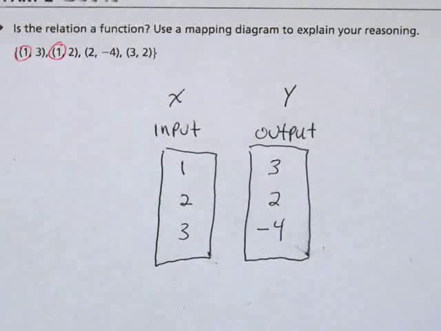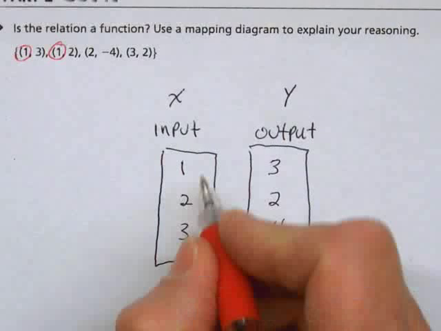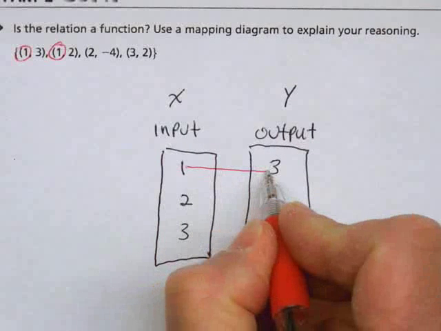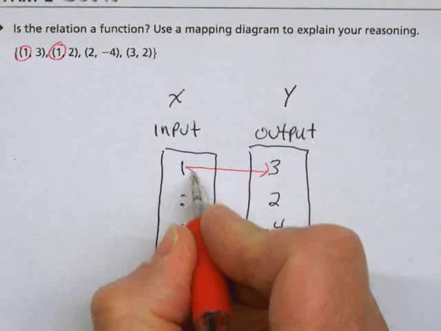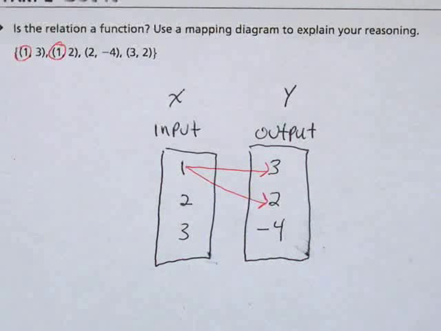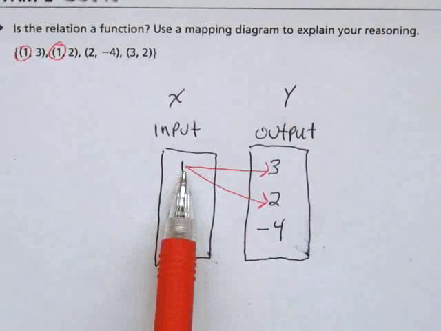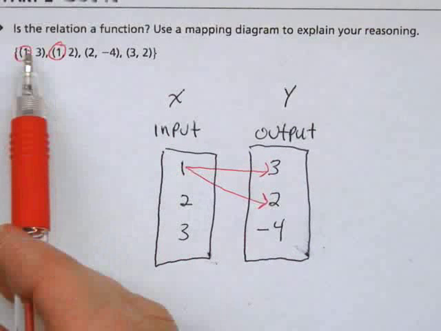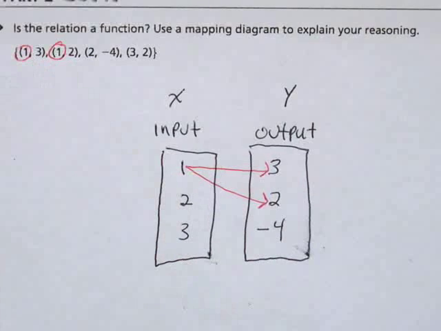The fact that I have 2 1s means that when I go to map this, my 1 goes to 2 places. It goes to 3, and it also goes to 2. This would be an example of an input value producing more than one output value. I've got an x value that repeats. My ordered pairs are (1, 3) and (1, 2), and that's not okay. I can't have that, all right?